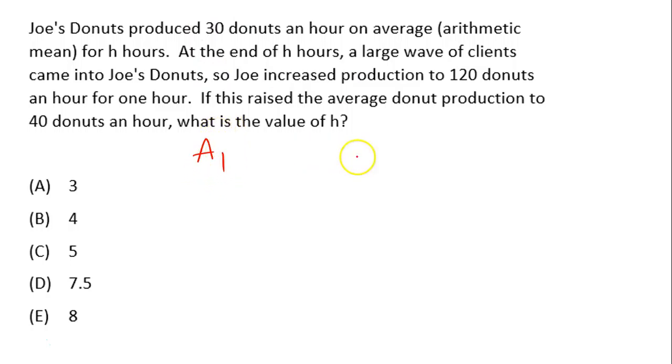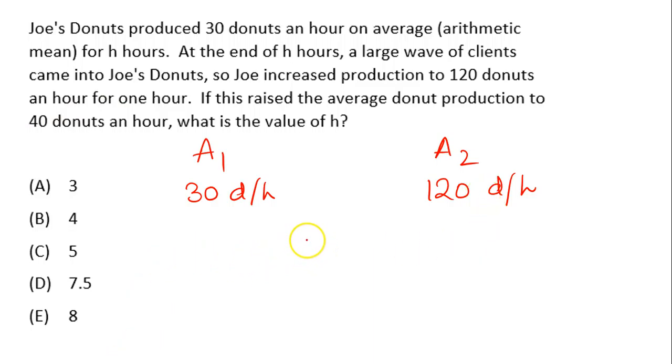So let's see how this can be done. Let's say the first average is A1, the second average is A2. The initial average given to us is 30 donuts per hour, and the second average is given to us as 120 donuts an hour. We are also given the total average, and that is 40 donuts per hour. Now let's draw a vertical line here. Anything left of this line belongs to A1 and anything right of this line belongs to A2.